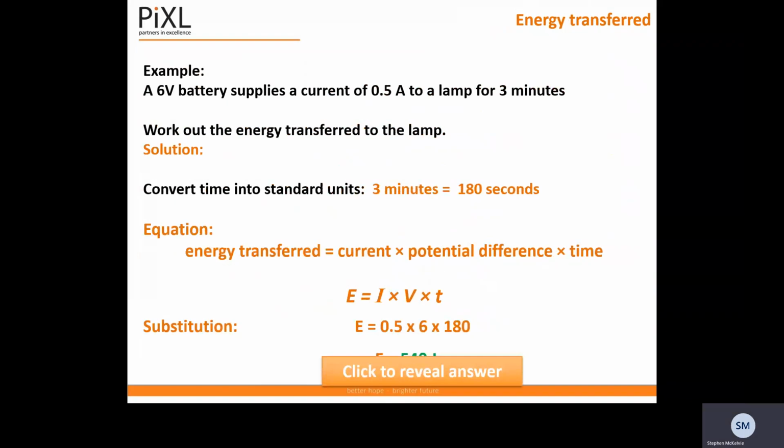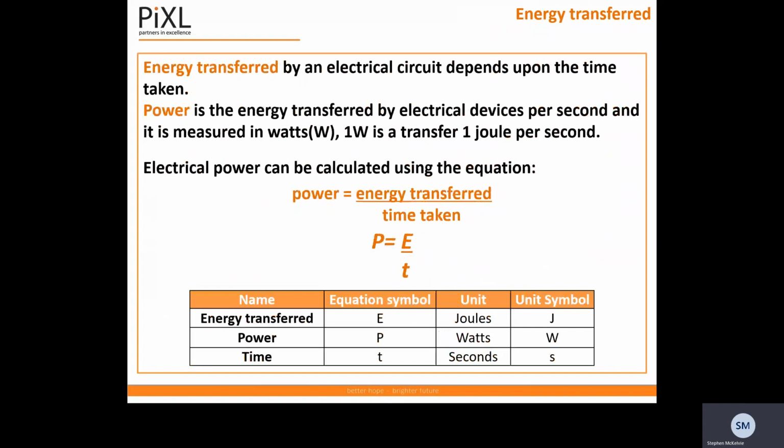The amount of energy transferred by an electrical circuit depends upon the time taken. Power is the amount of energy transferred by electrical devices per second. Power is the amount of energy transferred per unit time. So if I'm transferring 2 joules every 1 second, that's the same as saying I have 2 watts of power.